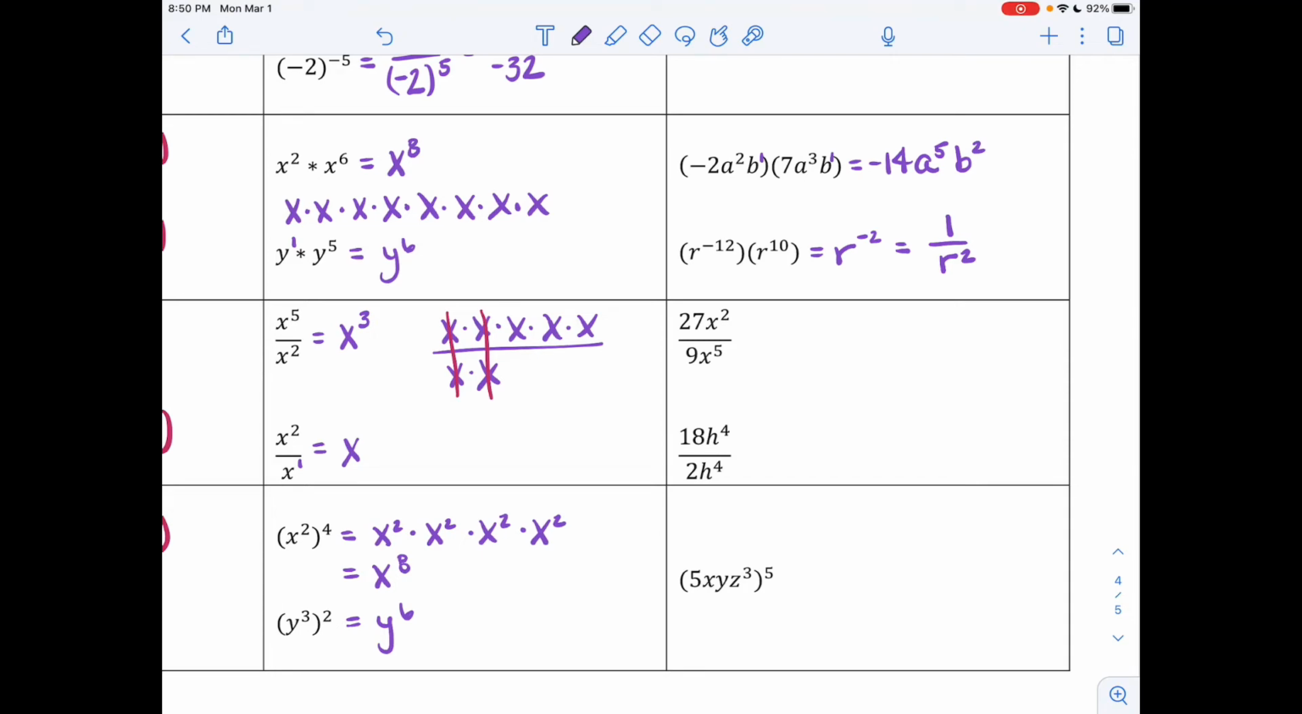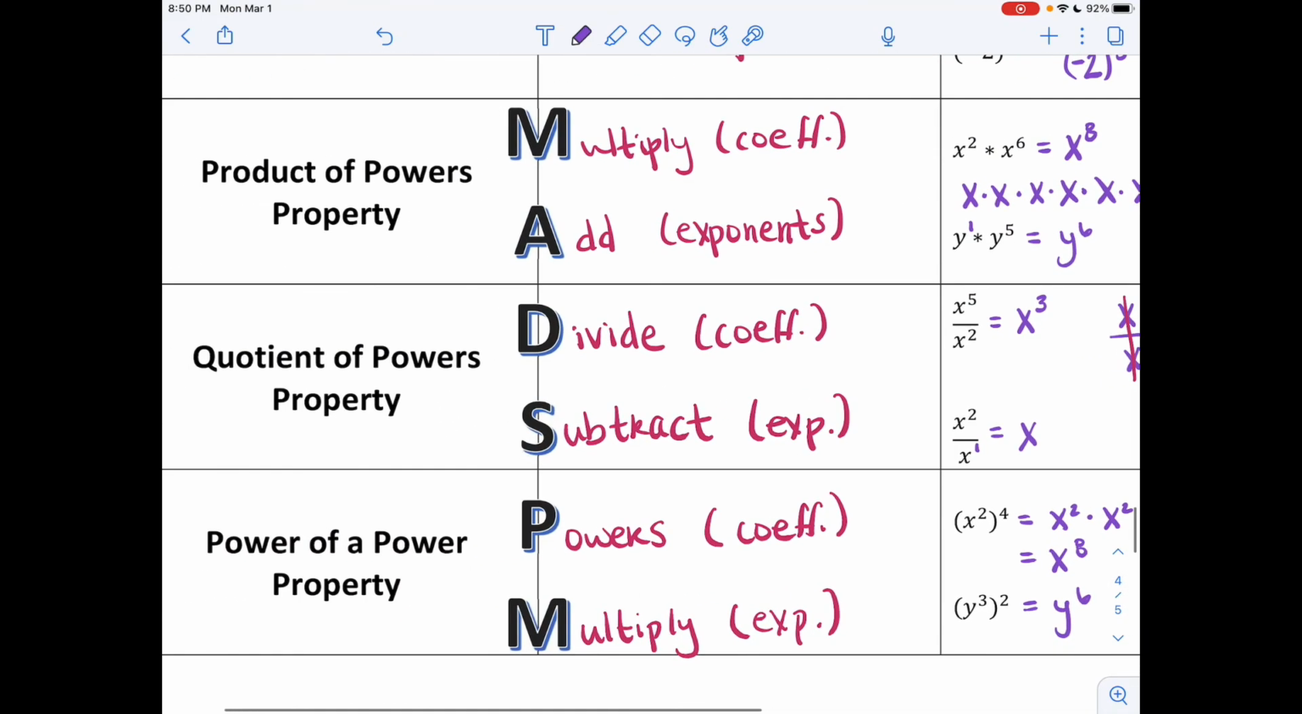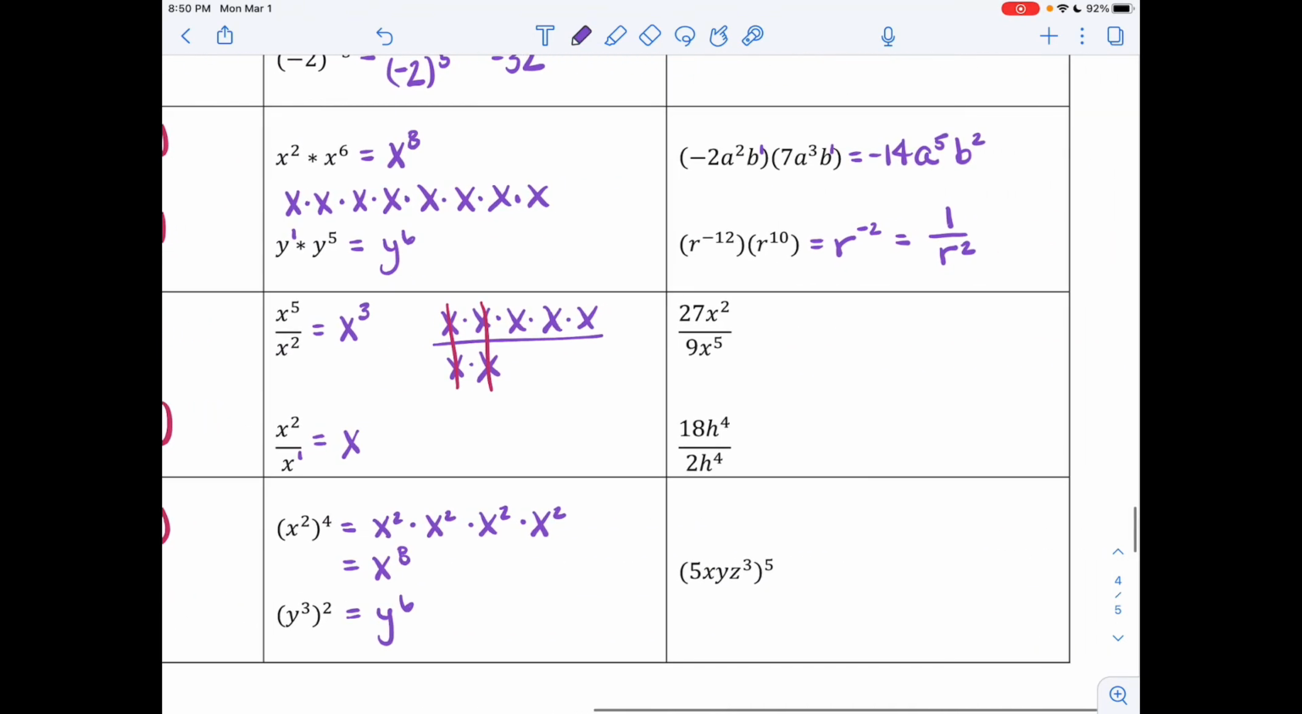Now let's look at our quotient of powers property. Remember that when we are finding a quotient, which is the result of dividing, we divide coefficients, but we subtract exponents. So 27x squared divided by 9x to the 5th. 27 divided by 9 is 3. And 2 minus 5 is negative 3. So 3x to the negative 3rd power. We want to get rid of that negative using our negative exponent property. So that's going to give me 3 over x to the 3rd.